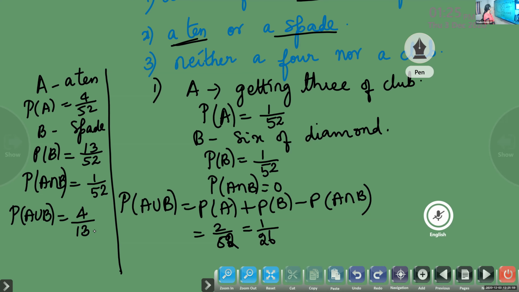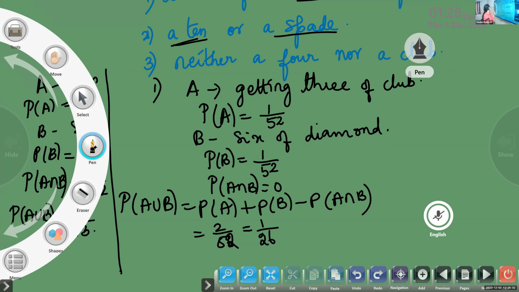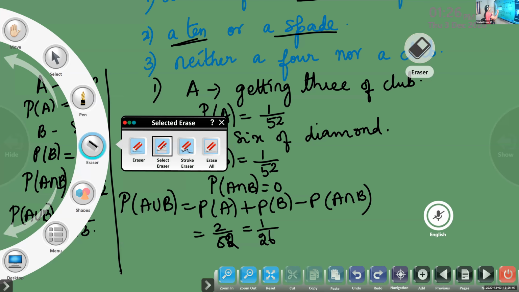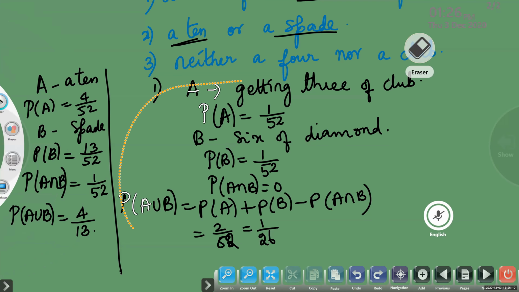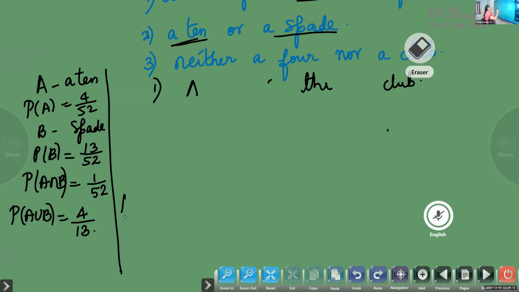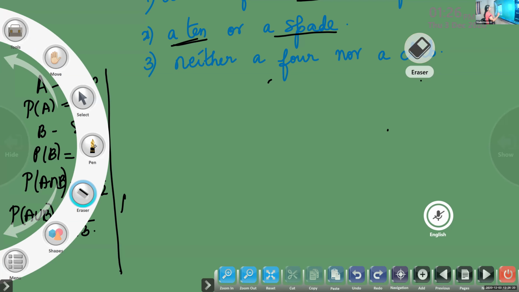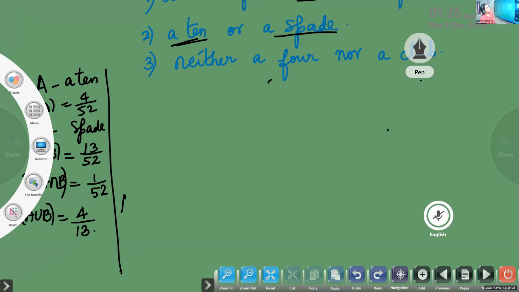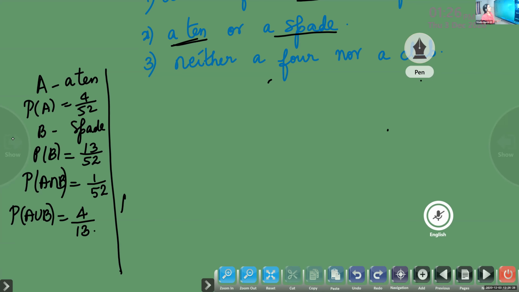Okay, hope you all completed the first two. Now let's do the third one. Read the third one. What is given in the third one? Okay, the third one is neither a 4 nor a club. Neither a 4 nor a club means what? What does it mean, children?